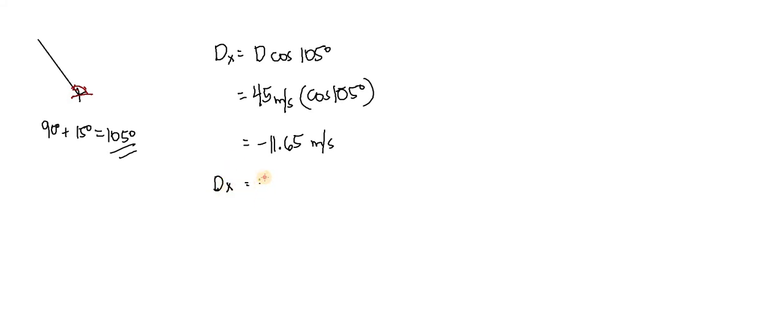And that negative is the direction of your x component. So, that will be 11.65 meter per second towards west. Kasi si west yung negative sa x component. Okay, so it's the same.